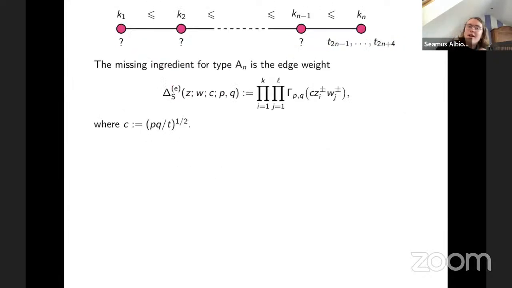Okay, and there's only one thing left to tell you before I can write down the AN elliptic Selberg integral for you, and that's the edge weight. So the edge weight here looks kind of a bit funny, but it's again always going to be a product of gamma functions, but it depends on this C parameter, which is the square root of PQ over T. So you have to pick a branch of the square root here, but that's beside the point. And this will be the edge weight.